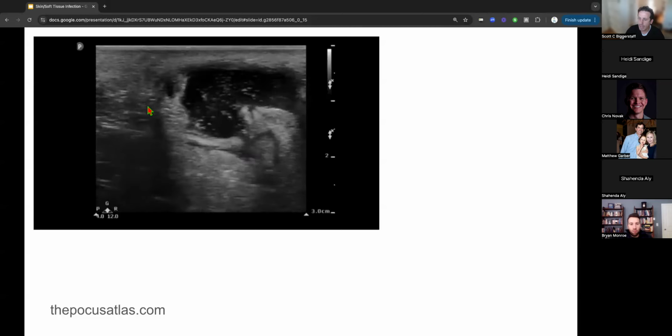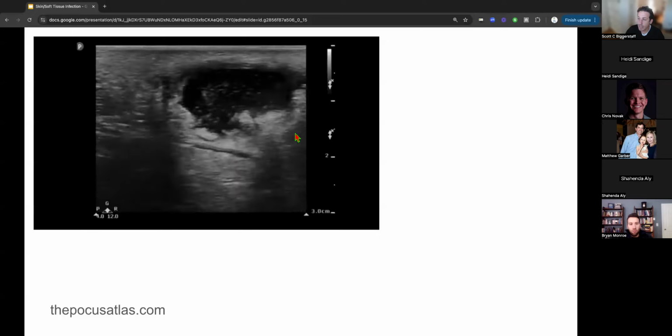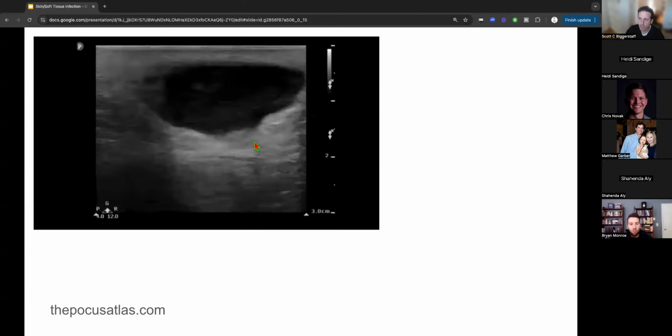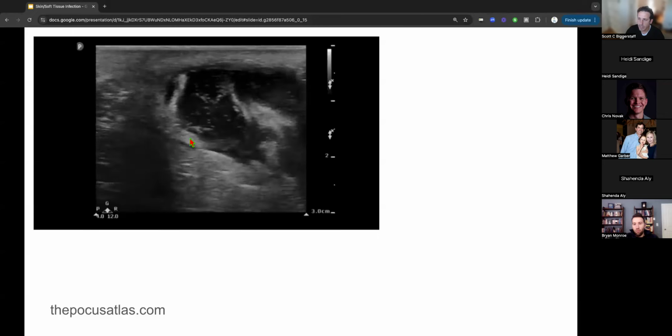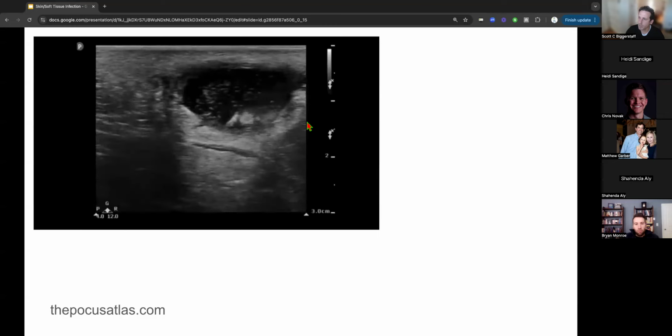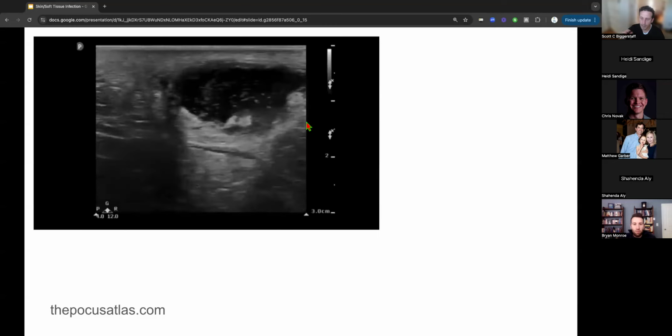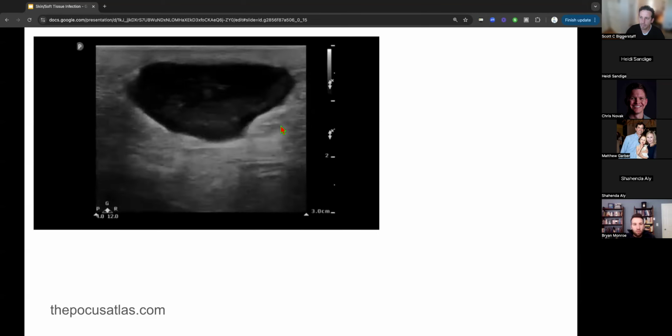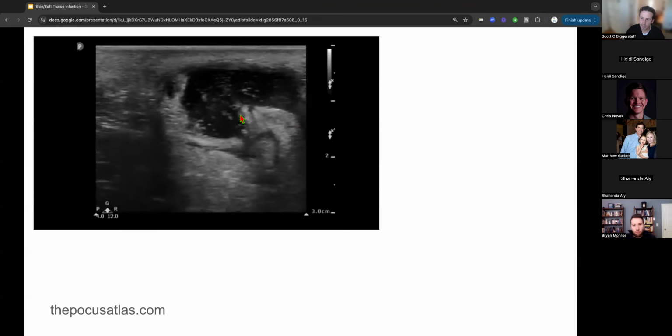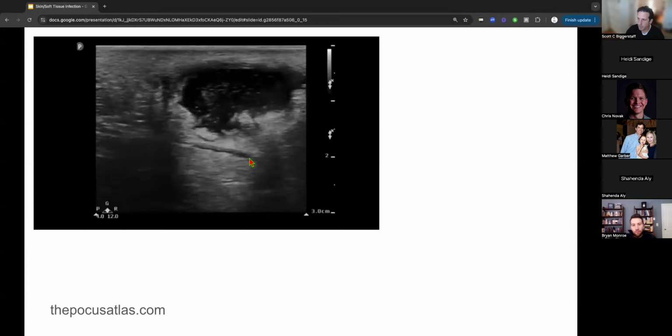There's also a bright signal deep to the abscess. This is called posterior acoustic enhancement. You see this deep to any fluid-filled structure. So it can happen on the backside of the gallbladder, backside of the bladder, and then also in abscesses or fluid-filled structures here. Big blood vessels can do that too.